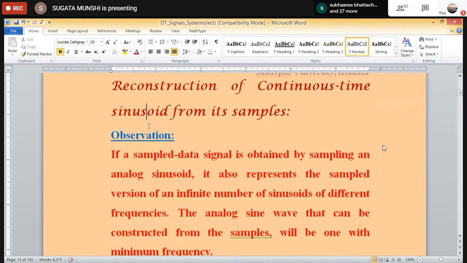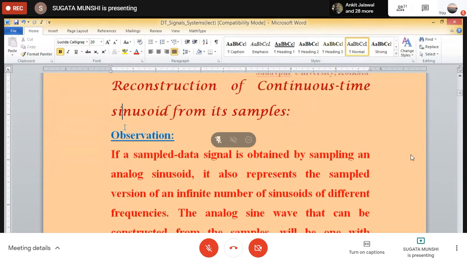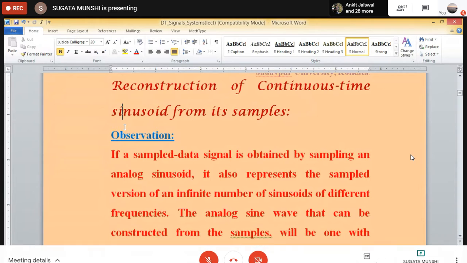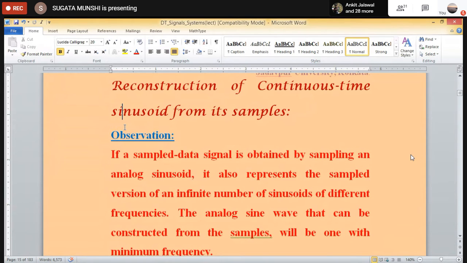Our further observations will be based on this fact. We will see how for different ranges of sample frequency, the sample data signal will represent what frequency of sinusoid. That we'll examine.